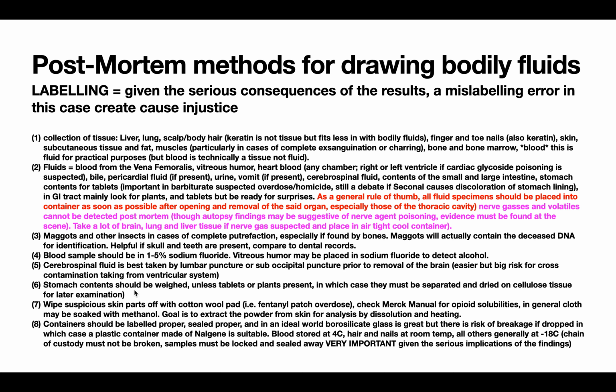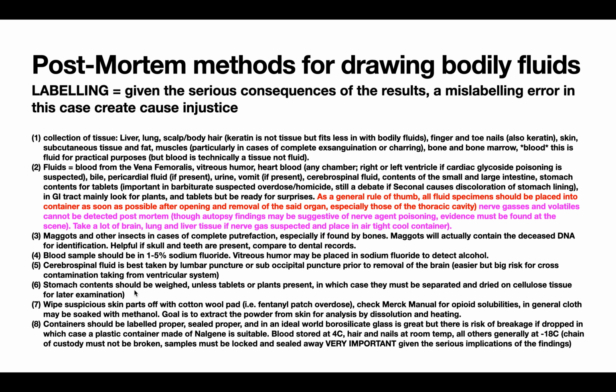It should have the forensic pathologist name, the assistant's name, date. All samples should have the same autopsy number. They should all have the same identification number, so all organs, tissue, and fluid is related to the case. And again, this is very important given serious implications of what is found on toxicology.